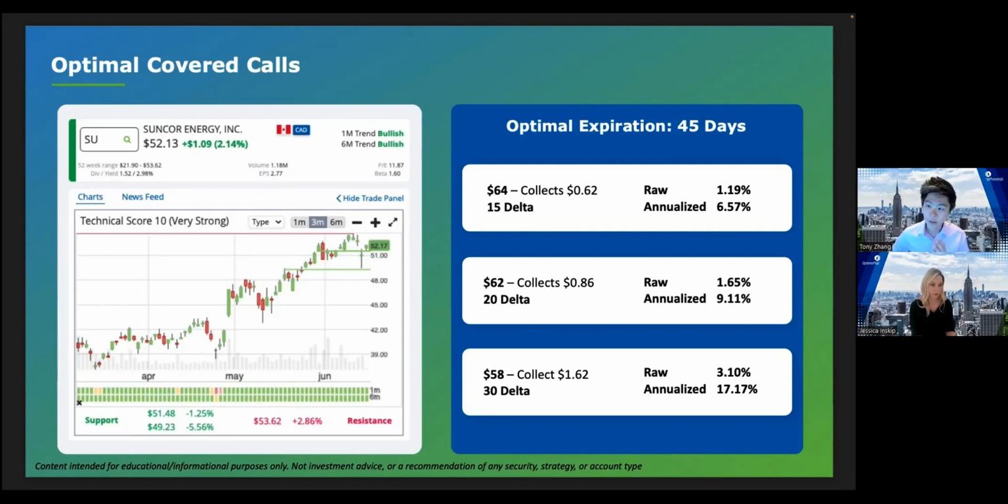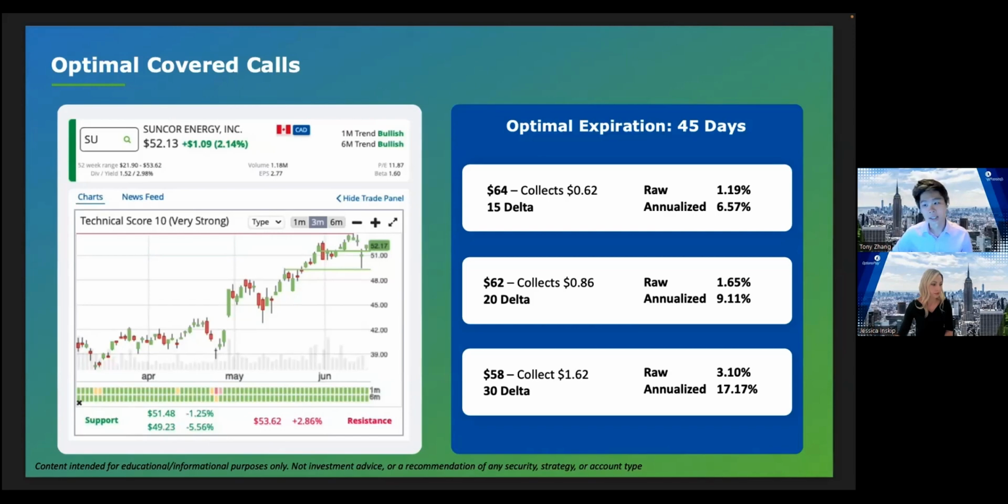And I want everyone here to bring up your chat window and type which strike price you would choose when selling covered calls on Suncor Energy. If you own the stock, and many of you may own this stock or similar stocks in your portfolio, I know a lot of you have energy shares in your portfolio. Which strike price would you choose? Select either 58, 62, or 64. Type your answers into the Q&A, or the chat window rather.